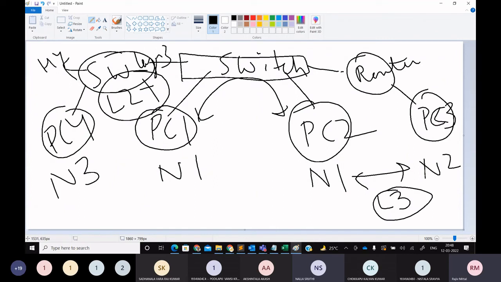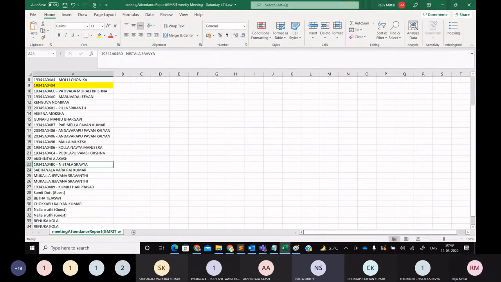You have learned the ISO layers in previous classes, right? Physical layer, data link layer, network layer, transport layer, all those. So layer 3 is between two networks. If it is working in the same network, traffic is going on layer 2, that means your second layer, the data link layer. You get your point? Nishtala?